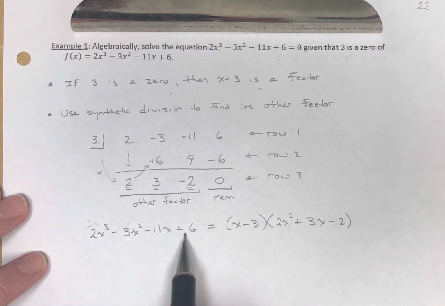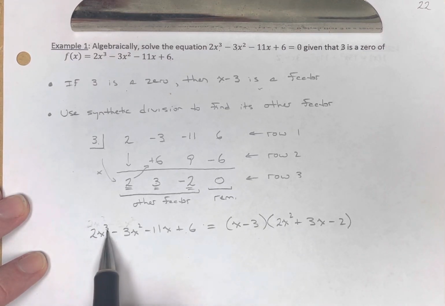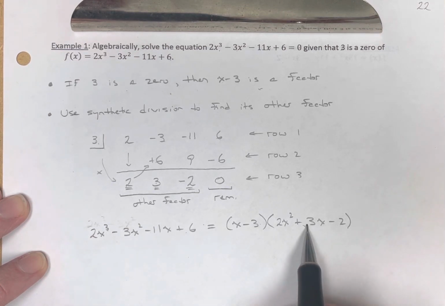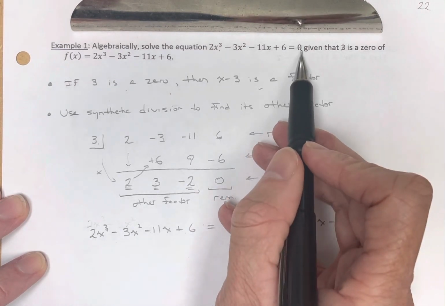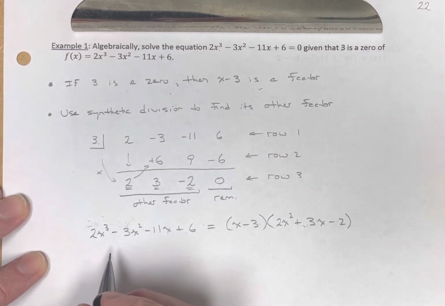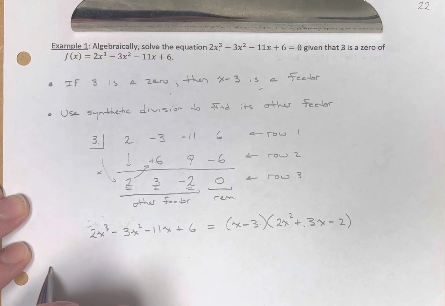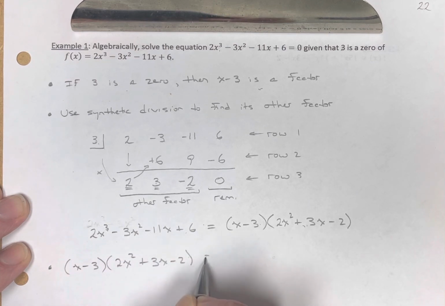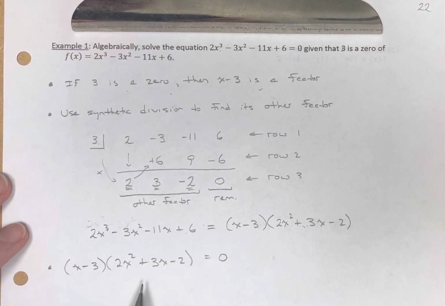So I was able to factor this third degree polynomial into these two factors, one of which is a quadratic. Well, I wanted to solve it for 0. This makes things kind of nice. So in other words, I want to solve x minus 3 times 2x squared plus 3x minus 2 is equal to 0. And it's easier. How do I solve this for 0? I don't know how to solve a cubic, but I can solve a linear and a quadratic.